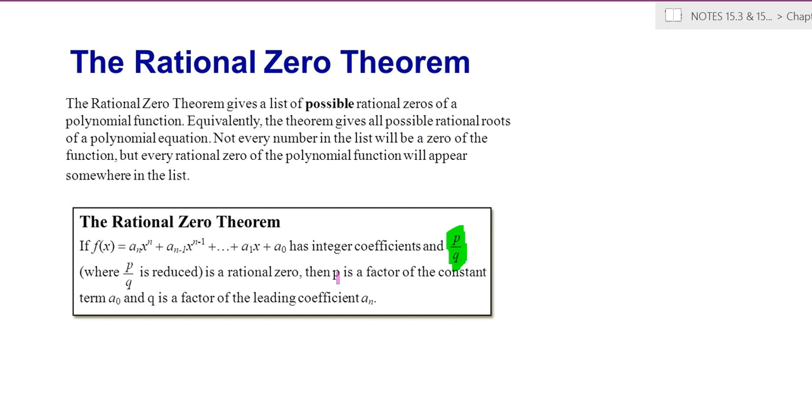And P is the factor of the constant term, a sub 0, and Q is the factor of the leading coefficient. So again, it's really coming from the last number and the first number. And what we do is, using those ratios, again, it lets us test different possibilities.